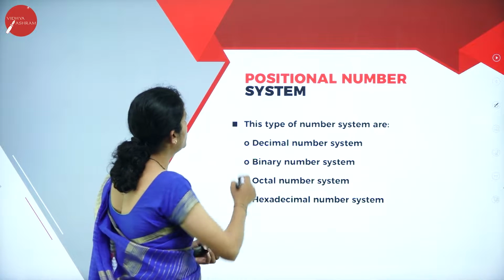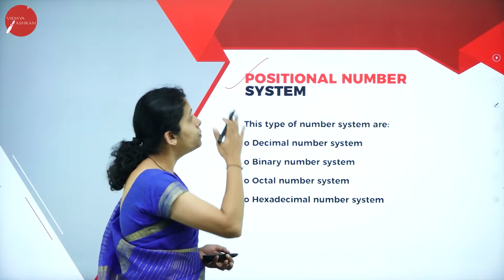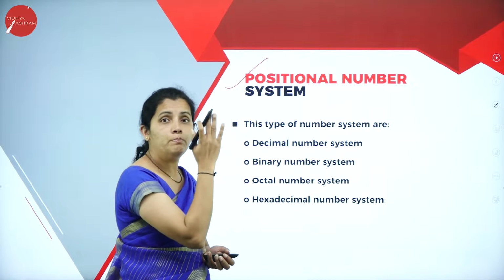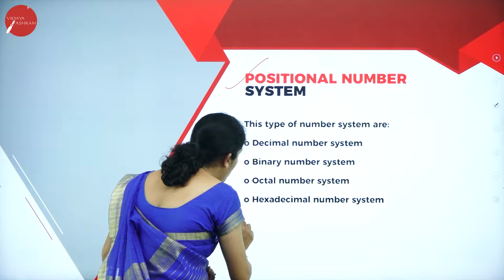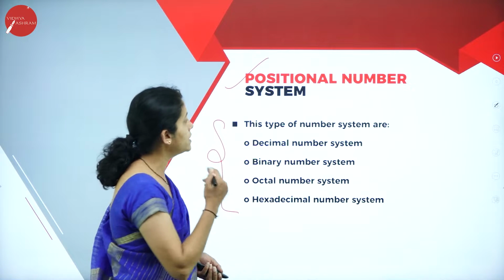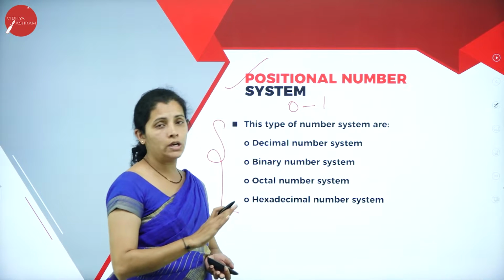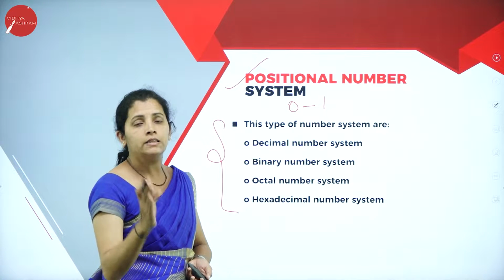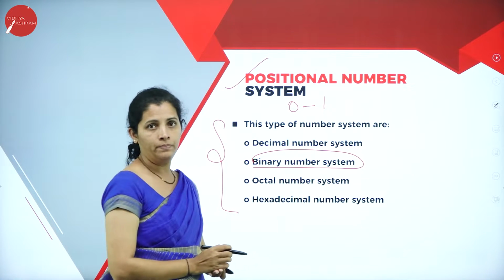Then, I'm going to have the positional number system. In the positional number system, based on the number of positions, we are going to have 4 different types of positional number system. For example, if my number includes only 0 and 1, then I'm going to have the binary number system.